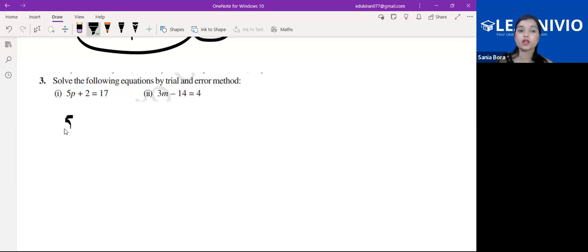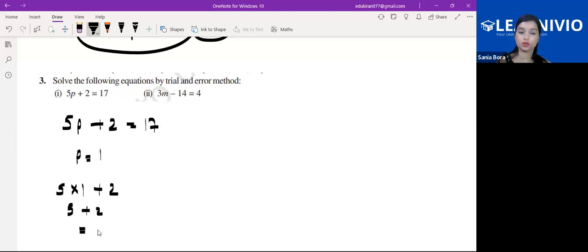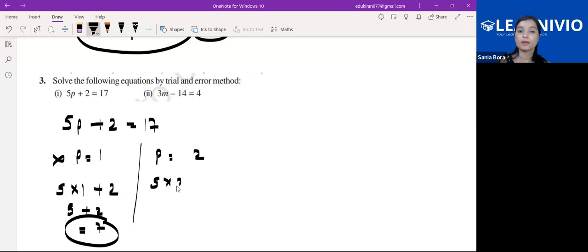For example, 5p + 2 = 17. You have to get 17 by putting the value of p. So let's put the value of p as 1. So 5 multiplied by 1 plus 2, that is 5 plus 2, you got 7. So this value is not sufficient to get 17. Then you can put the value of p as, for example, 2. So 5 multiplied by 2 plus 2.